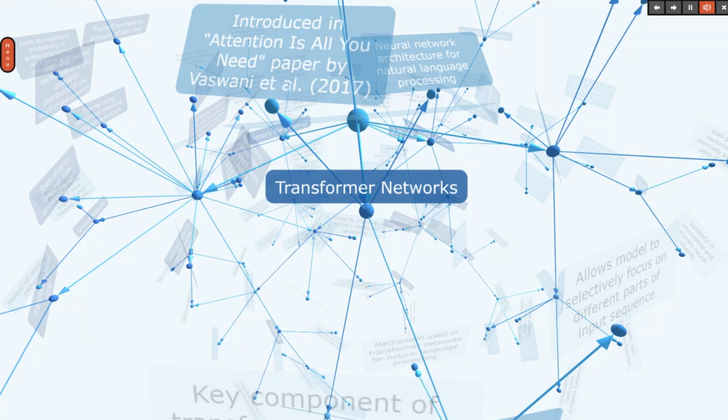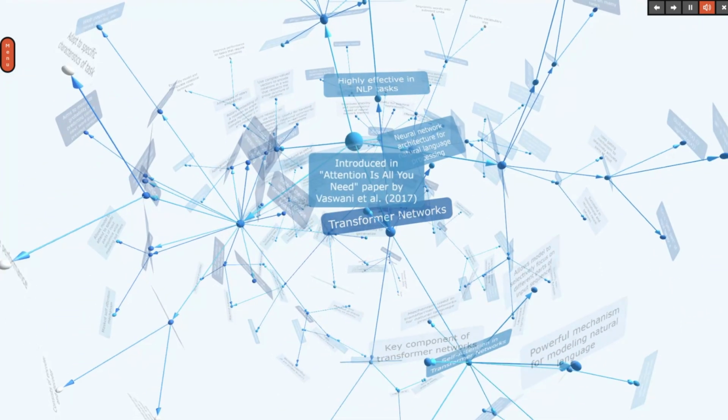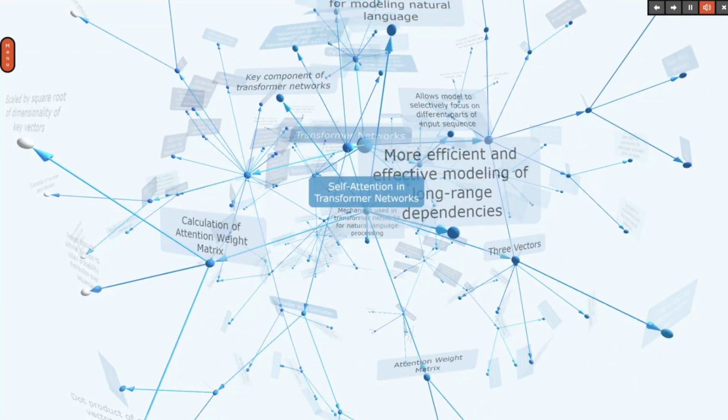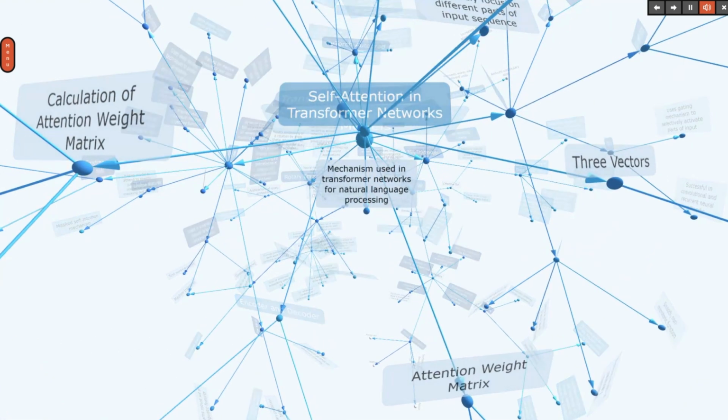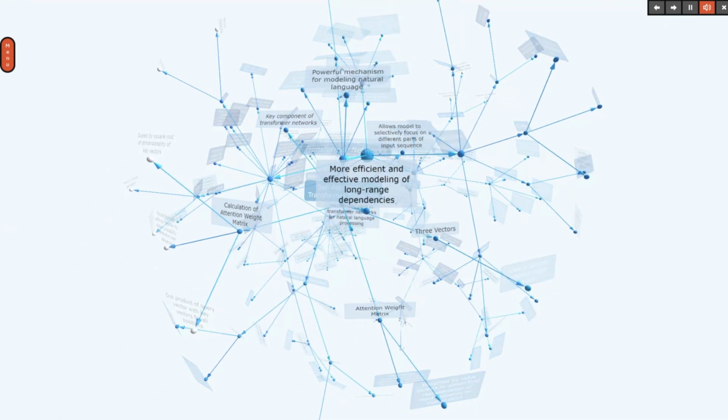Transformer networks. Neural network architecture for natural language processing. Introduced in Attention is All You Need, paper by Vaswani et al., 2017. Self-attention in transformer networks. Mechanism used in transformer networks for natural language processing. Allows model to selectively focus on different parts of input sequence. More efficient and effective modeling of long-range dependencies.